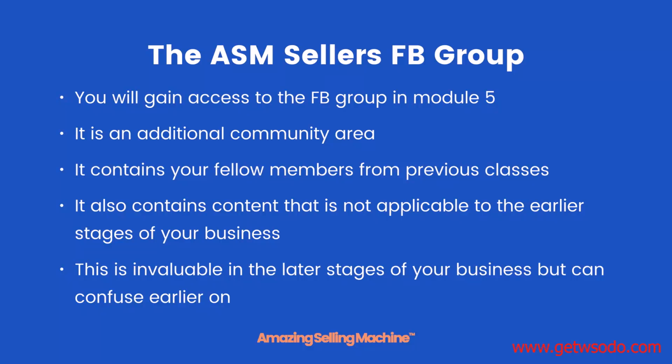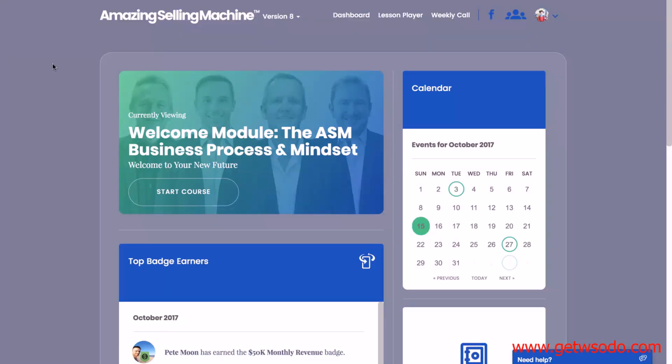So let's go log into our dashboard. Okay, so here we are inside your ASM dashboard. Now the first thing you want to do is update your profile. To do that, we're just going to come up here. You can see the image in the top right. You just want to click on the down arrow next to that image. If you haven't uploaded a picture yet, it will just be an icon. And then click on account.